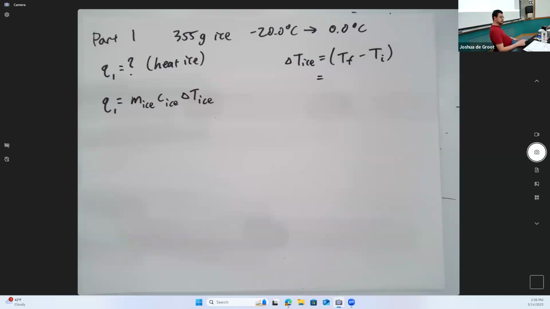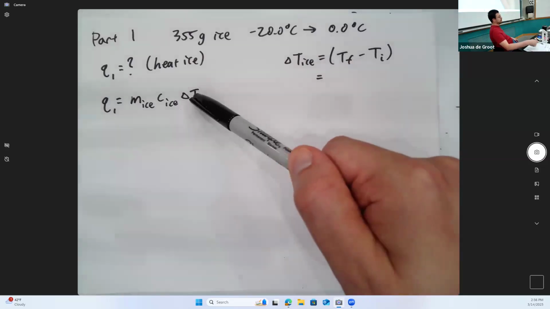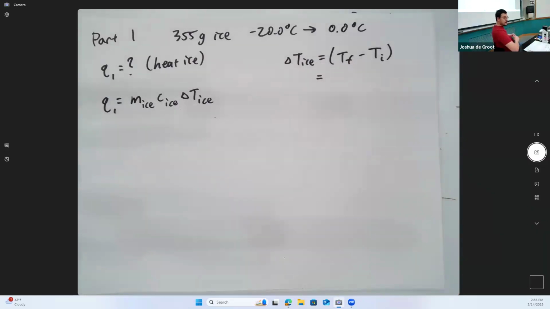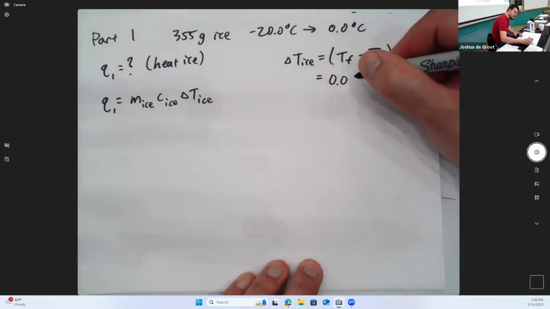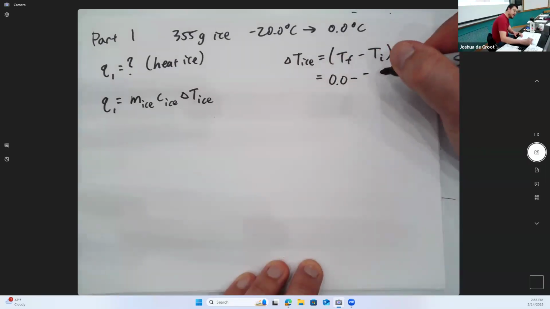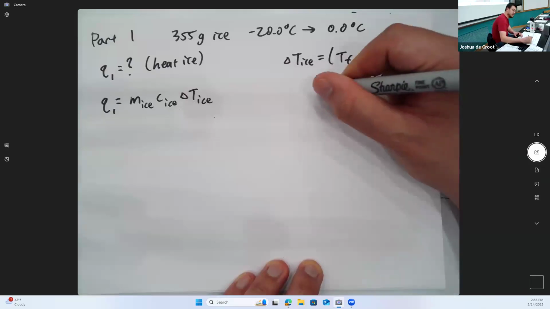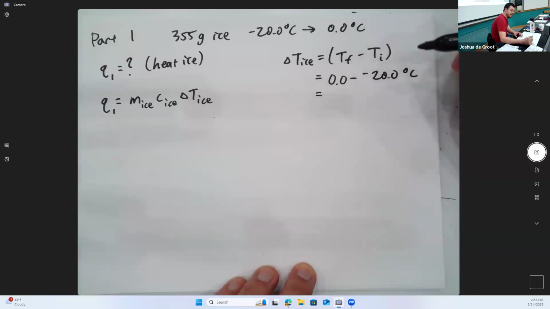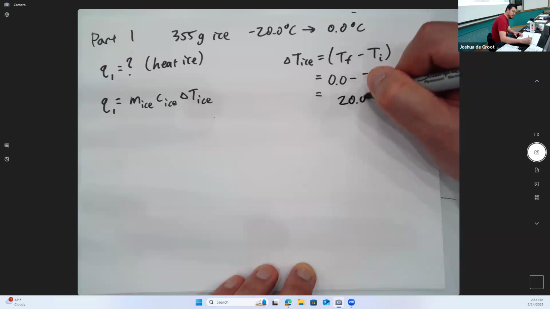This is just the delta T, which we're going to plug into there. And if you're subtracting a negative, remind yourself that that turns into a positive. So we have 0.0 minus negative 20.0 degrees Celsius. And minusing a minus turns into a plus. So we're going to end up with positive 20.0 degrees Celsius.